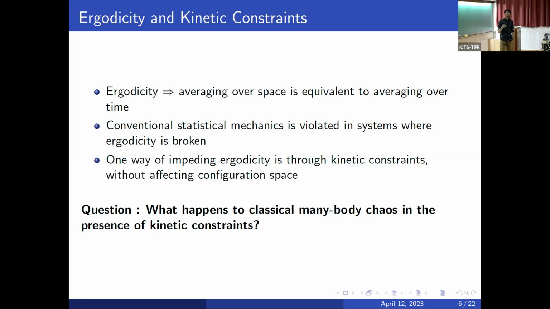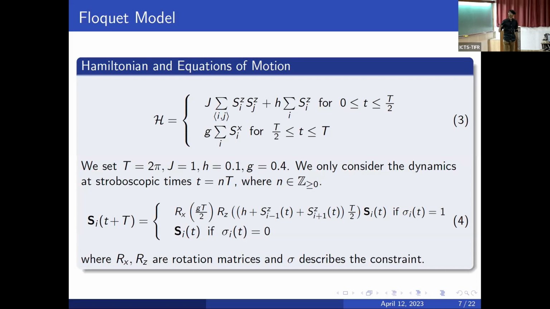And one way of impeding ergodicity is by preventing dynamics happening in time. And for this, kinetic constraints play a crucial role. And so we ask the question, what happens to classical many-body chaos when we introduce constraints, kinetic constraints specifically, into the problem? So let me just describe the system that we're dealing with.